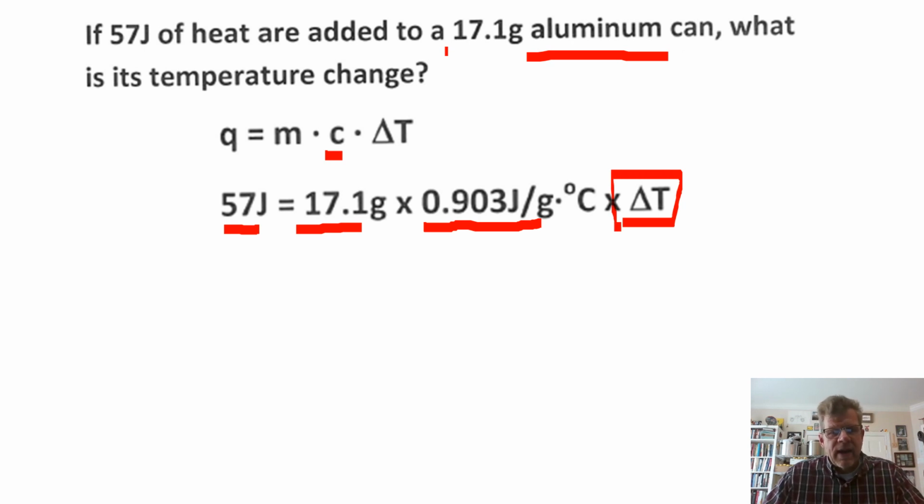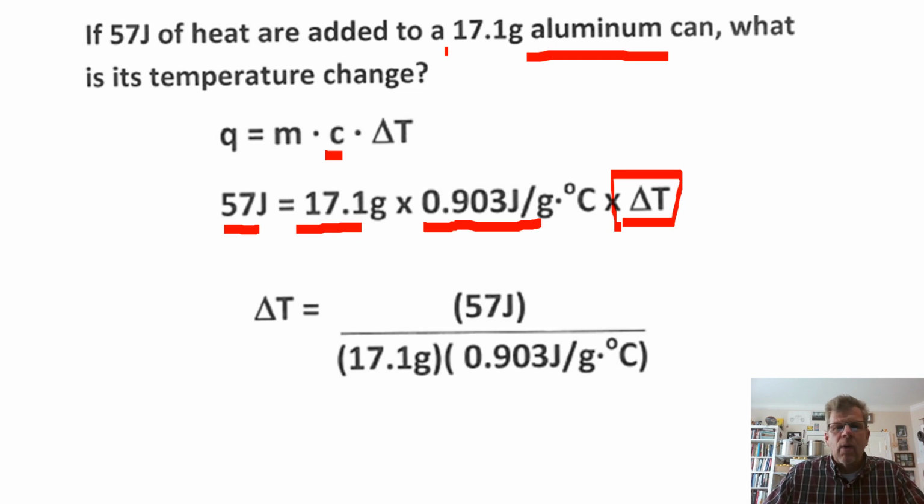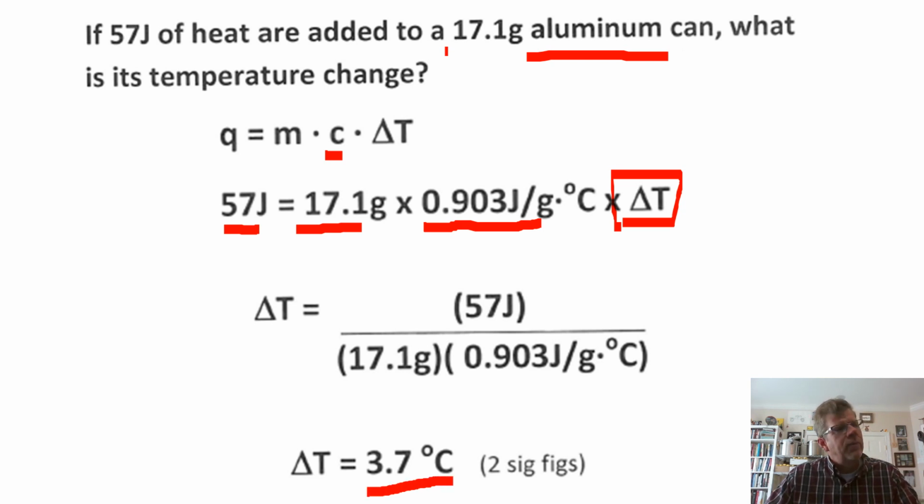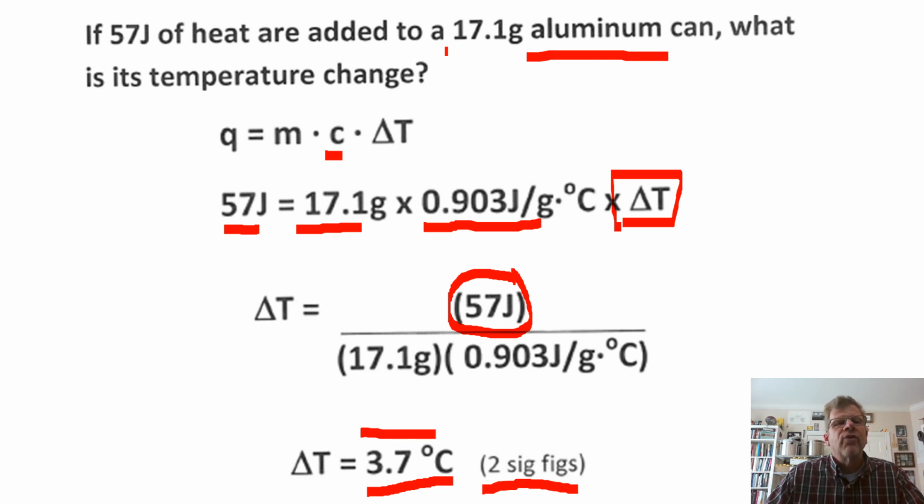And at this point, it simply becomes algebraic. We get delta T all by itself on one side of the equation, and we multiply and divide through to get our answer. Notice 3.7 degrees Celsius is not what comes out of our calculator. However, we need to round that number to two significant figures because the least accurate term on here is two significant figures. And since we're multiplying or dividing, we would round whatever came out of our calculator to this 3.7 degrees Celsius final answer.